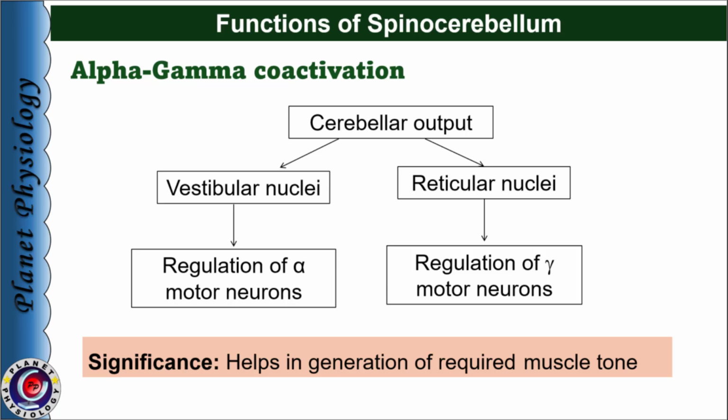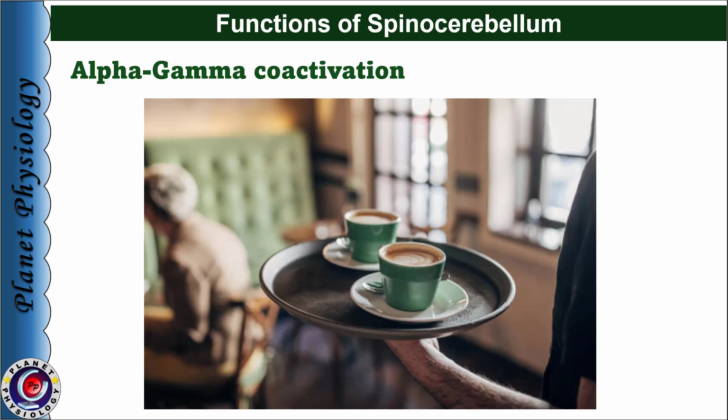Without this fine-tuning by the cerebellum, our movements would become uncoordinated and unstable. For example, when you walk while balancing a tray full of cups, your cerebellum's fine-tuning of alpha-gamma coactivation helps you adjust to subtle shifts in muscle tone, keeping both your body and the tray steady even while walking.